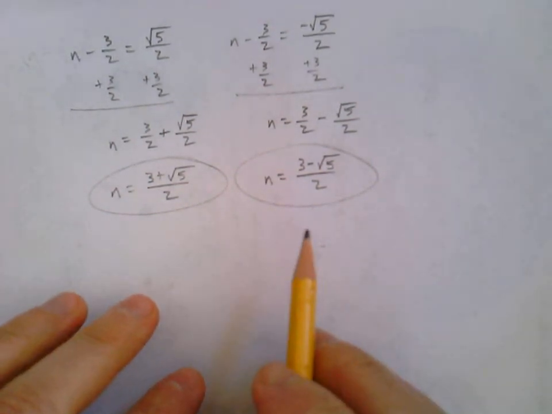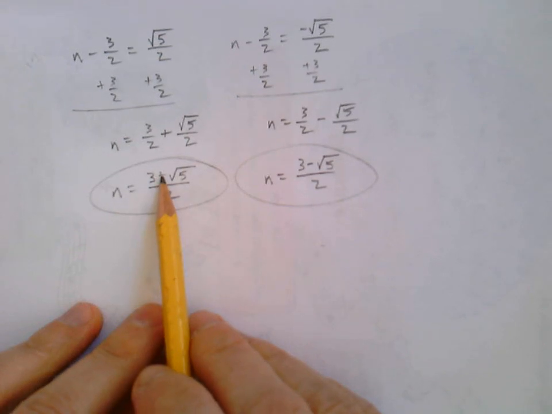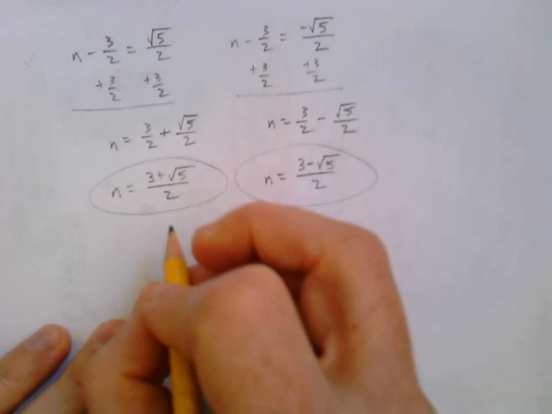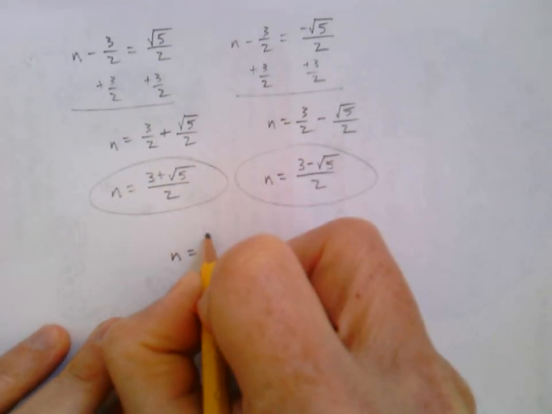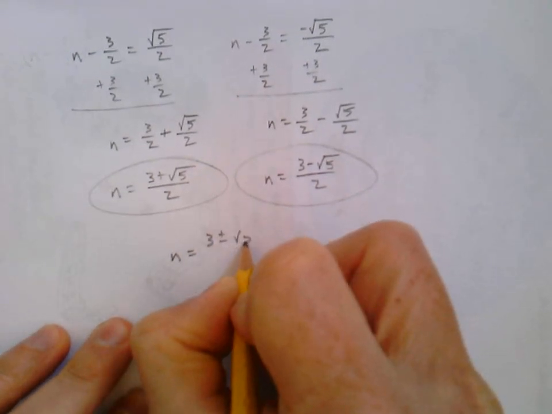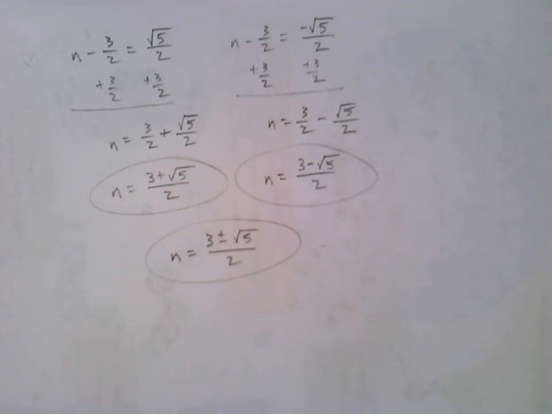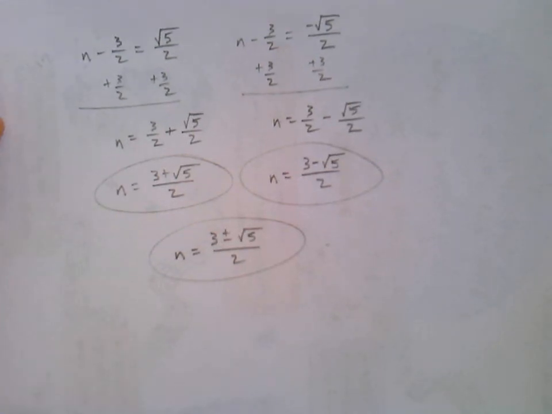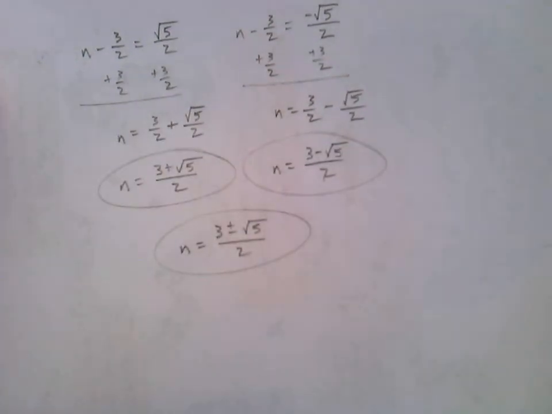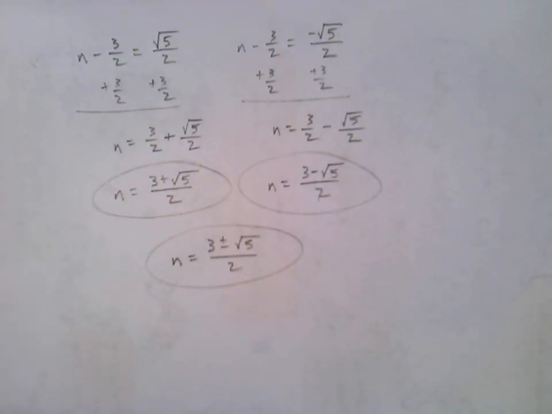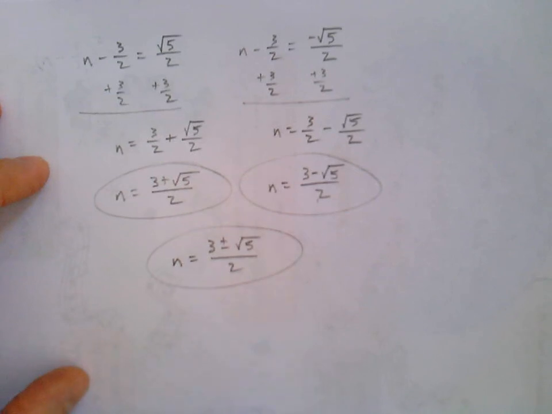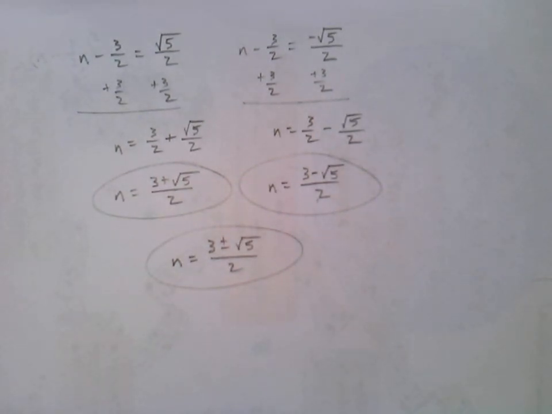Or you may notice, hey, the only difference here is the plus there and the minus there. Could we simply answer as 3 plus or minus square root 5 over 2? And yes, you certainly can. So I prefer this presentation to the way I was going to show you guys originally. So I'm just going to leave it at that.